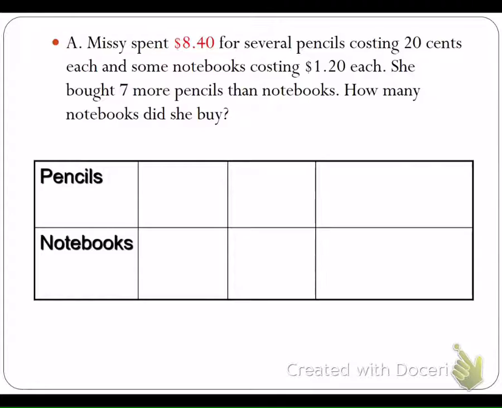So go ahead and draw the chart. You need 4 columns, 2 rows. The first row is pencils. The second row is notebooks.